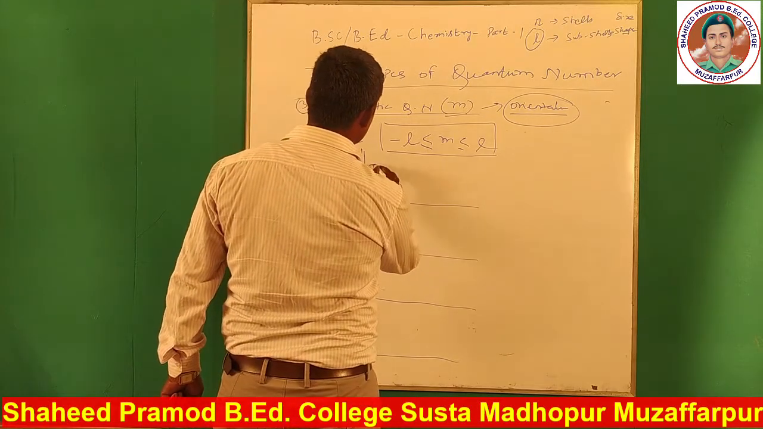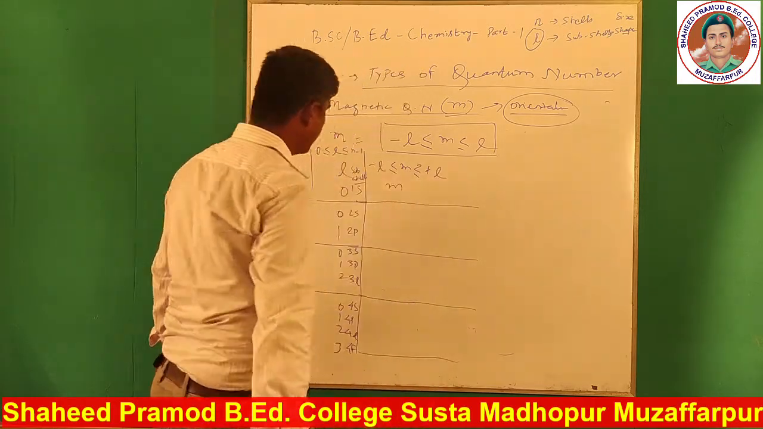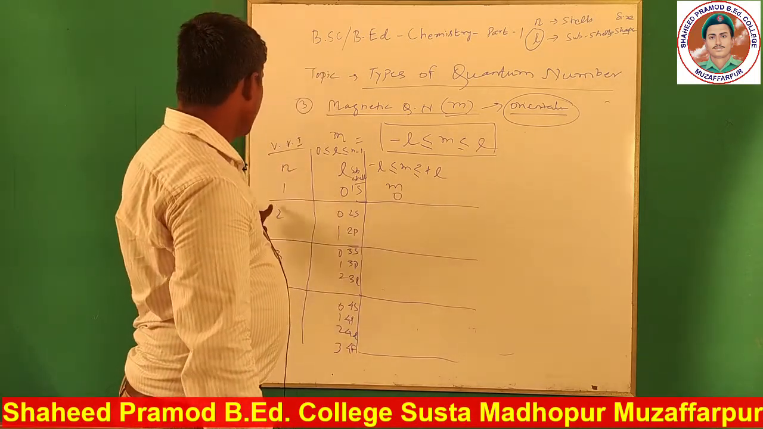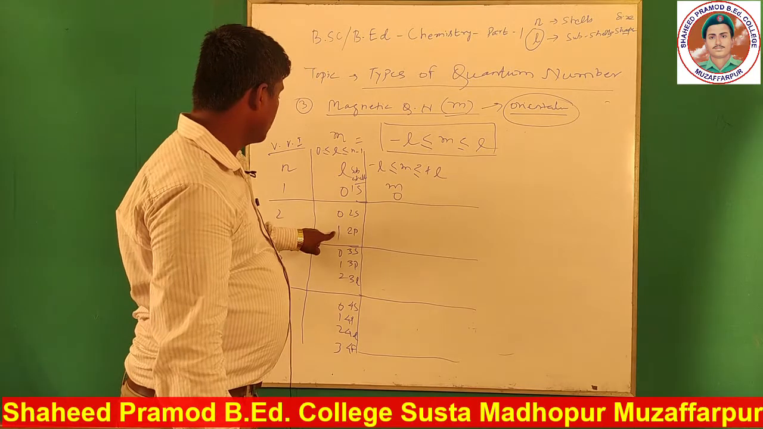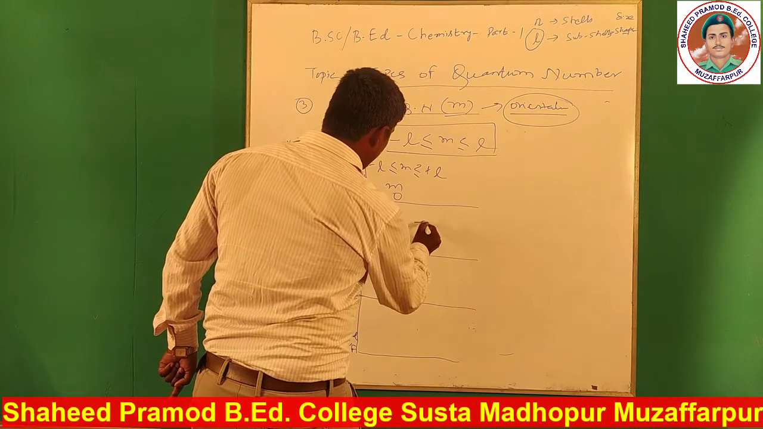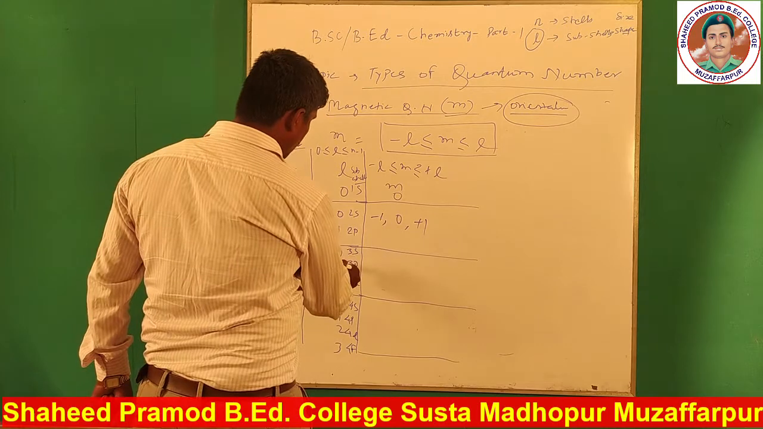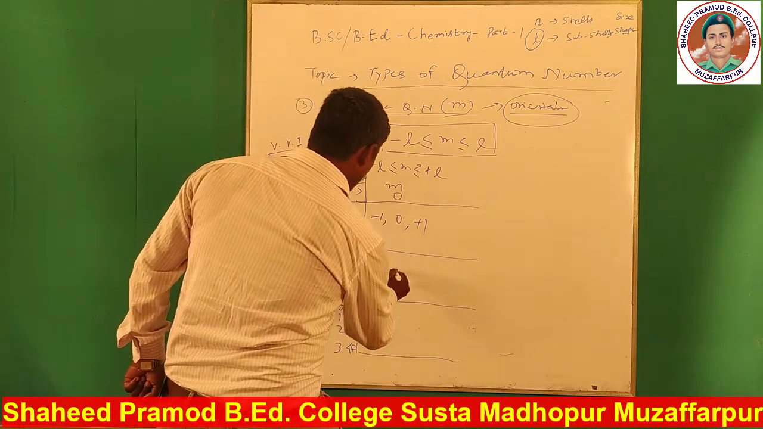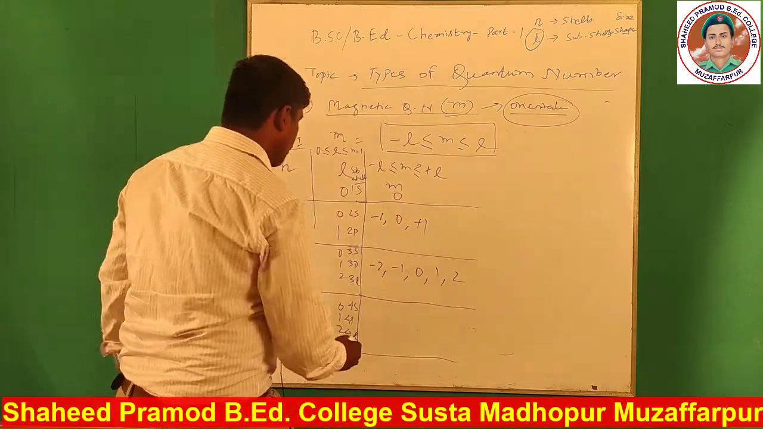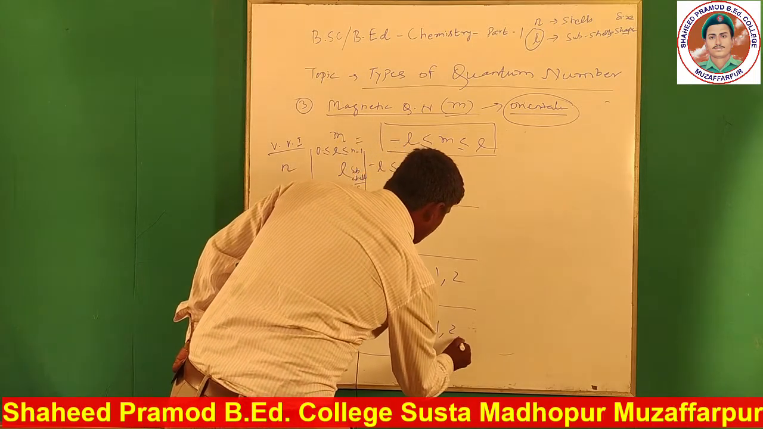And what is the value of m here? What is the range of this? Minus L to plus L. So for L is 0, the value of m will be 0. For n is equal to 2, L is 0 and 1, so m will be minus 1, 0 and plus 1. For n is equal to 3, L is 0, 1 and 2, so m will be minus 2, minus 1, 0, 1 and 2. And for 4, this will be minus 3, minus 2, minus 1, 0, 1, 2, 3.